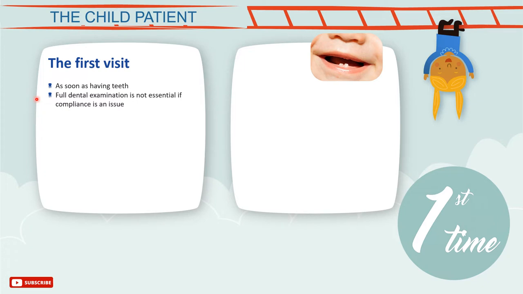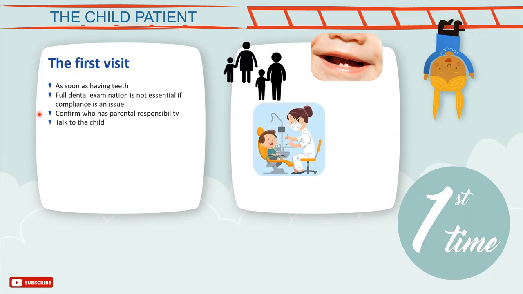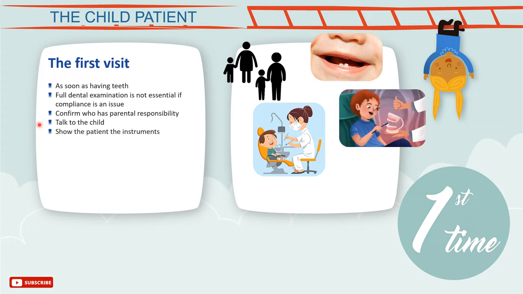Confirm who is with the child and who has parental responsibility. Check medical history and reasons for attendance. Talk to the child. Communication is the key to success. Show the patient the chair, mirror, and light and explain their purpose. Use tell, show, and do techniques for behavior management.